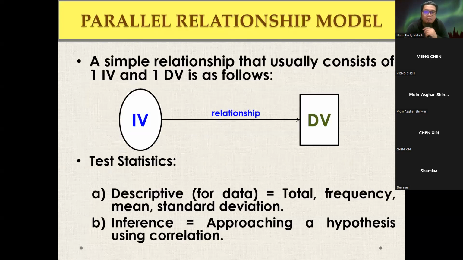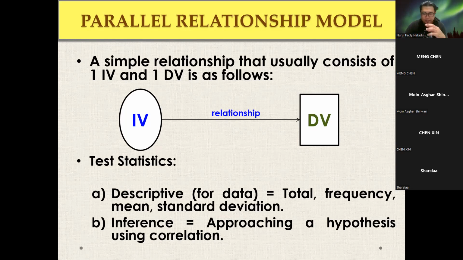Okay, all right. This is an example visual. We can see a simple relationship that usually consists of one independent variable and one dependent variable. If you ask me whether a PhD student can test this example of relationship, I can say yes, no problem. Whatever you want to test is based on your problem statement. In order to solve your problem statement, you need to propose your objective.